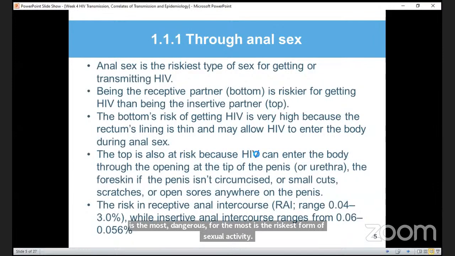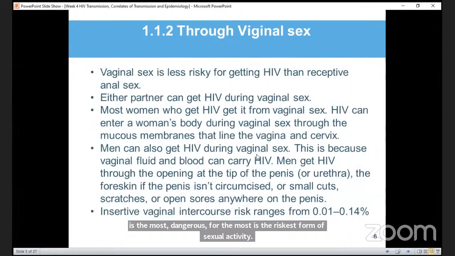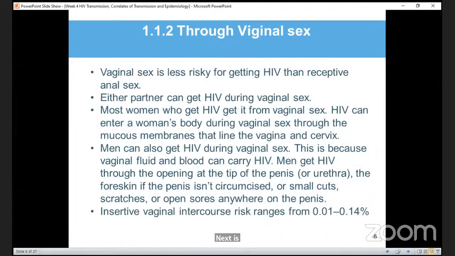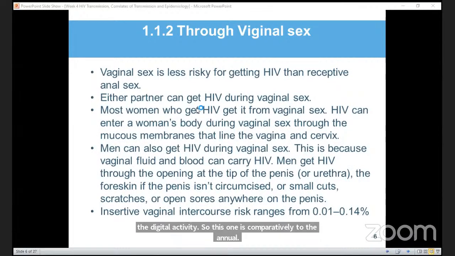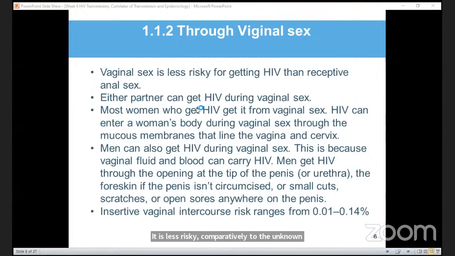Next is the normal, or the vaginal sexual activity. Comparatively to the anal, this one is less risky. However, this is the form of sex in which most people acquire the virus.